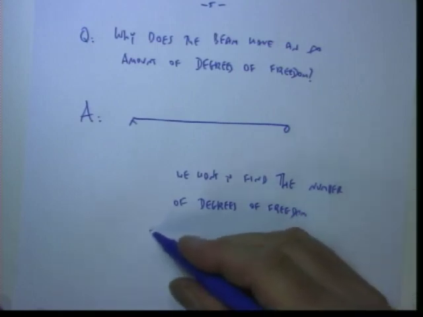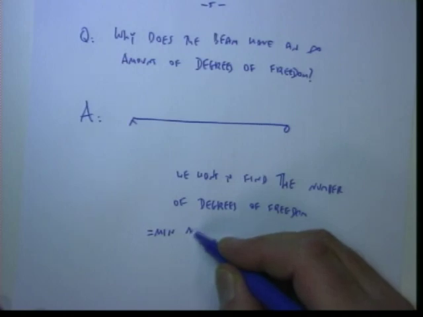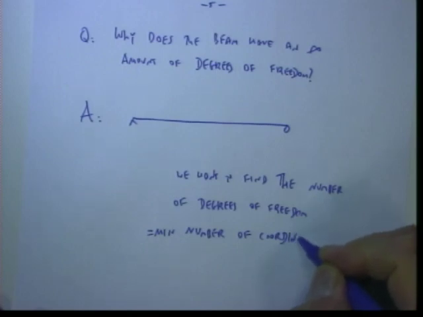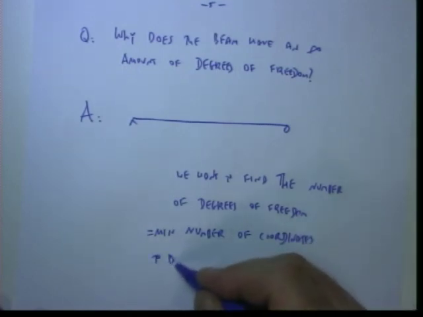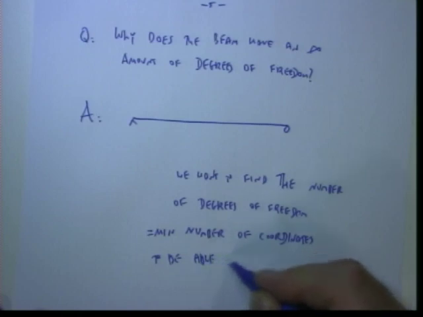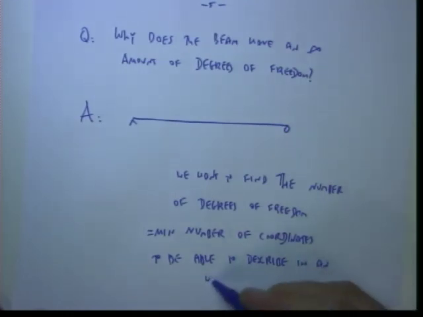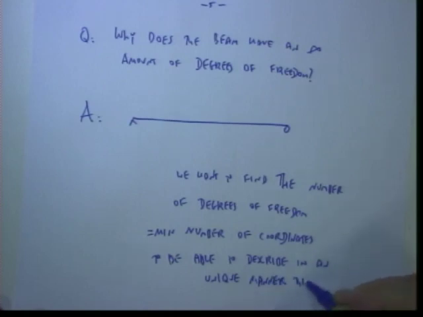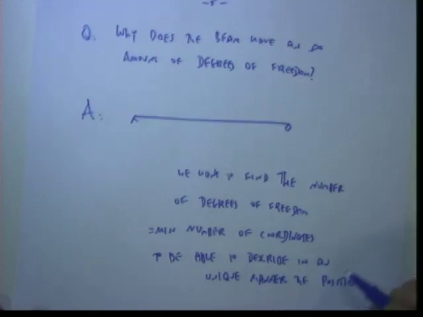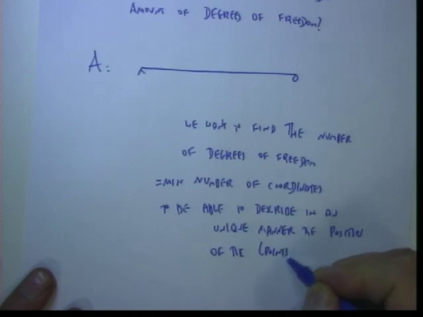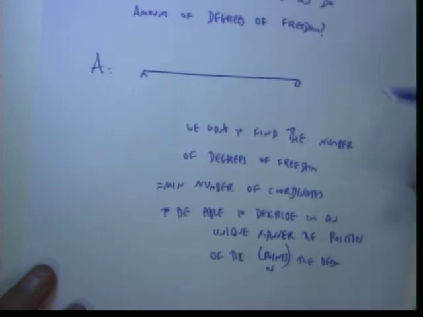Now what is this? This is a minimum number of coordinates to be able to describe in a unique manner the position of the beam, of the, say, points on the beam. When I say beam, I mean points of it.